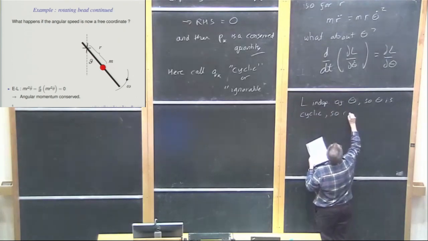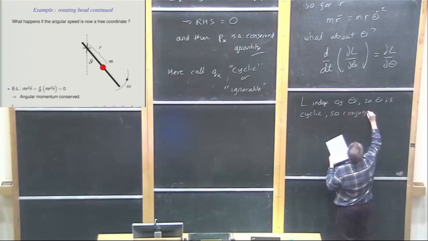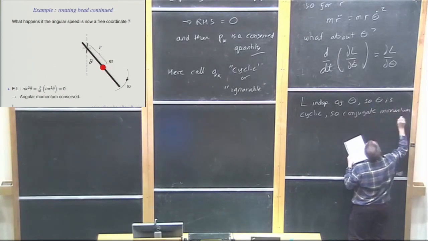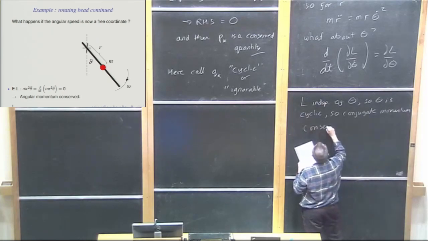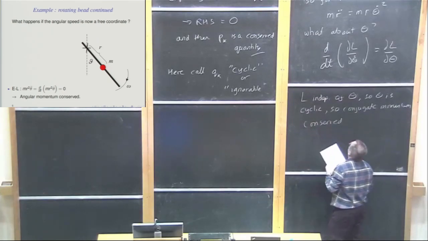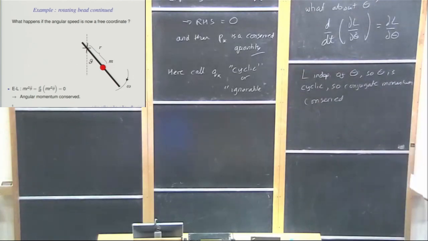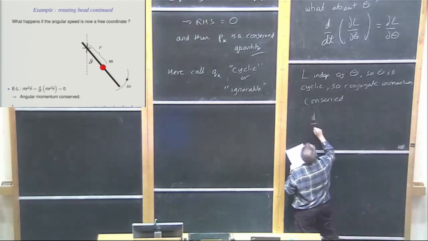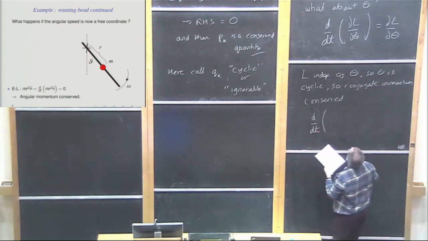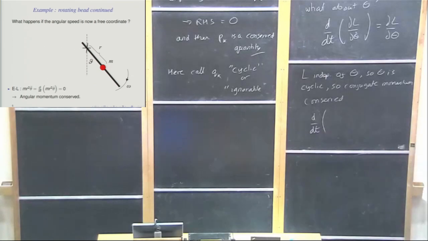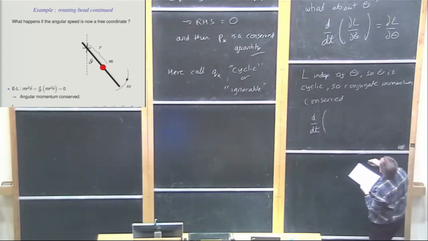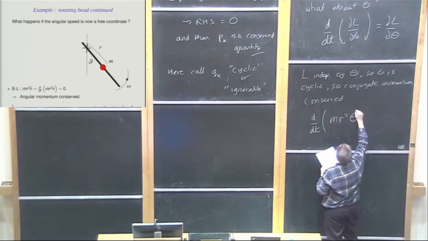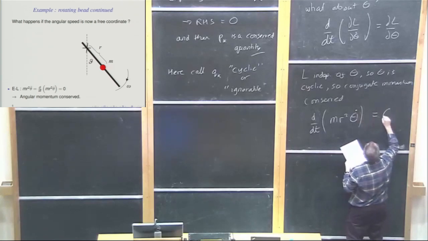So the conjugate momentum is conserved. That is what we've already agreed on, but if we just work this out brutally using Euler-Lagrange, I have d/dt of ∂L/∂θ̇, so that's going to give me m r² θ̈ equals 0.